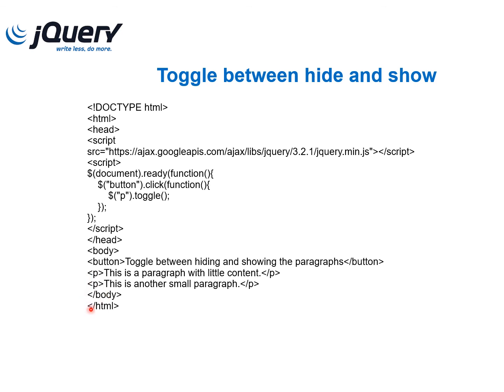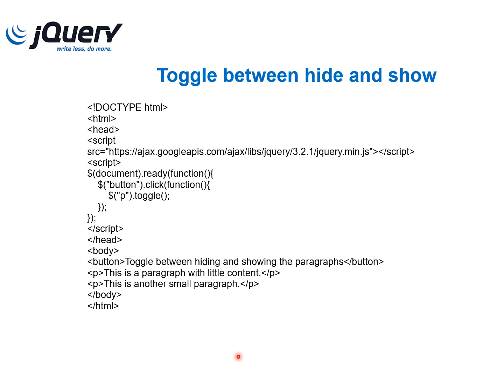Head is closed. Body. Then a button, with the text toggle between hiding and showing the paragraphs. Button is closed. Then a paragraph, this is a paragraph with little content, and another paragraph, this is another small paragraph. Then body closed, HTML closed. So when this web page is loaded, we have a button with the text toggle between hiding and showing the paragraphs. After the button we have two sentences: this is a paragraph with little content and this is another small paragraph.